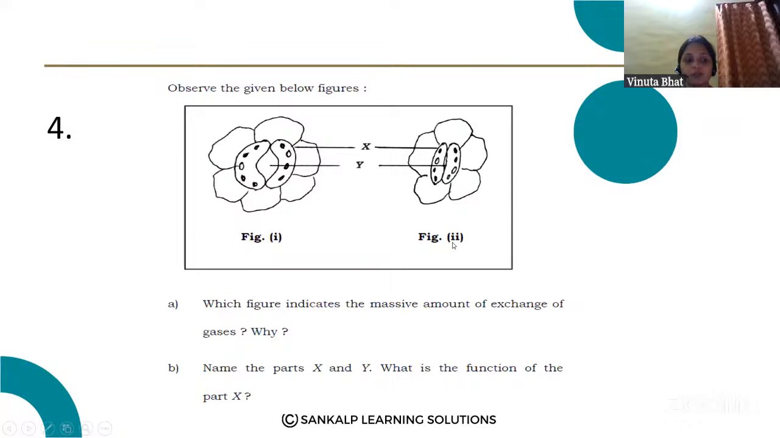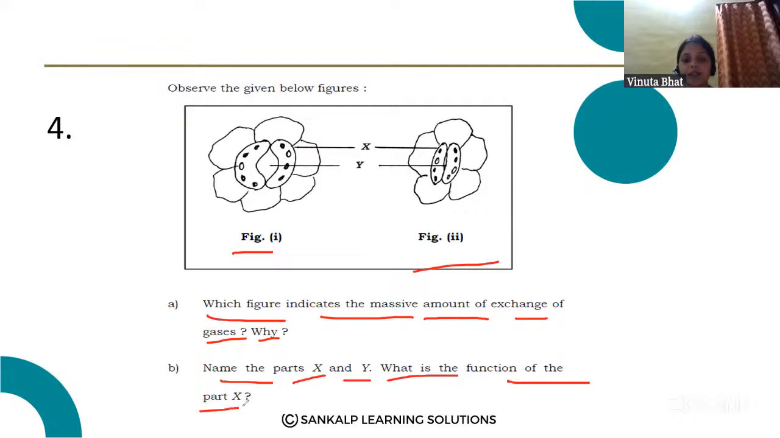Next question. Observe the given diagrams. Observe figure 1 and figure 2. Which figure indicates the massive amount of exchange of gases? Why? Name the parts X and Y, and what is the function of X?